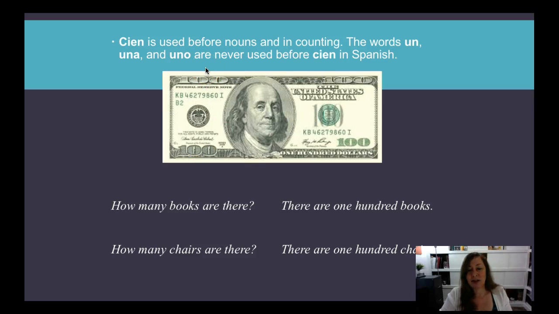100 is used before nouns and in counting, but we don't use those little words, un and una and uno, with 100. It actually just makes it easier.